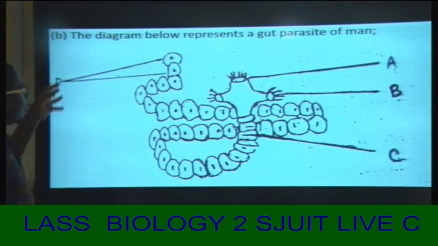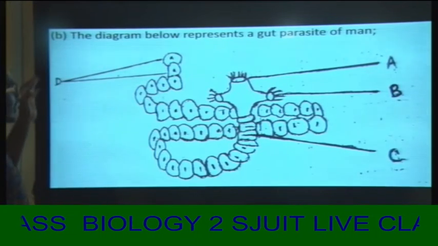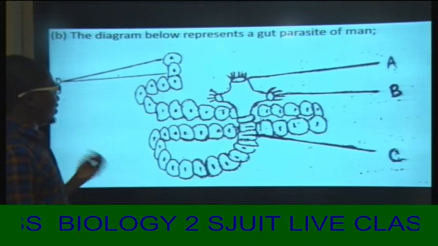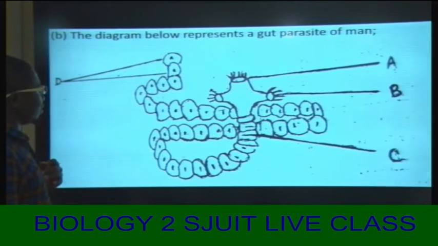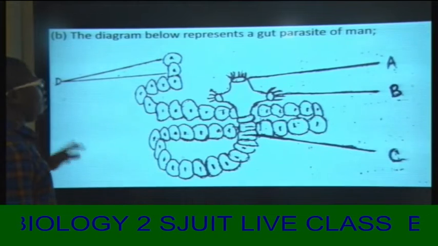When they break down, if they enter into the specific intermediate host, they will develop to form a larva.